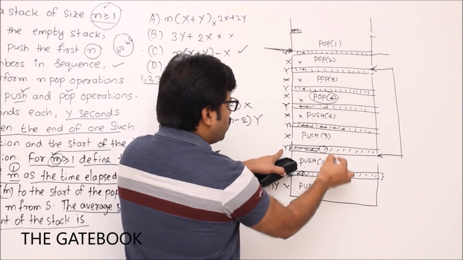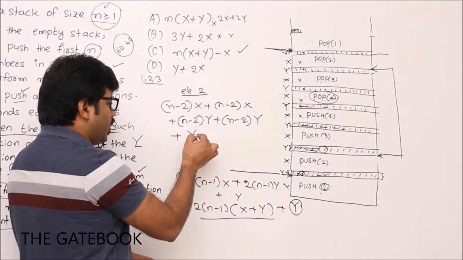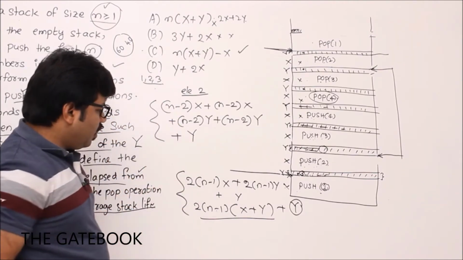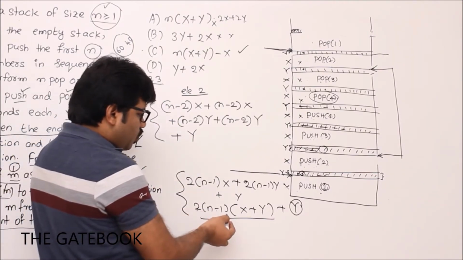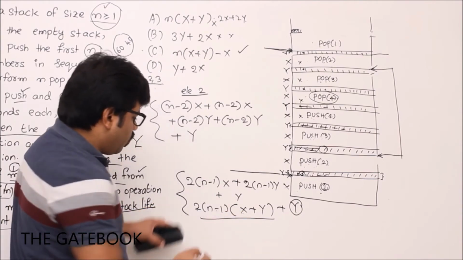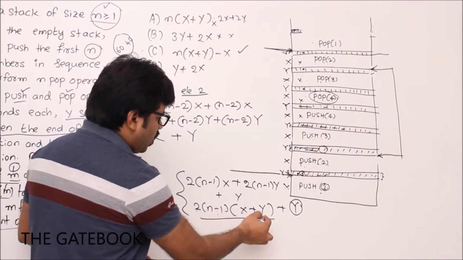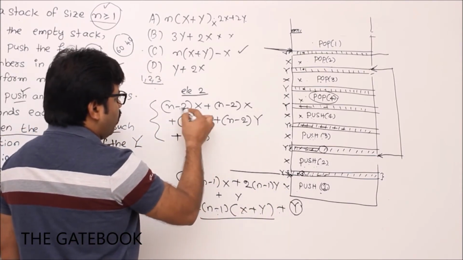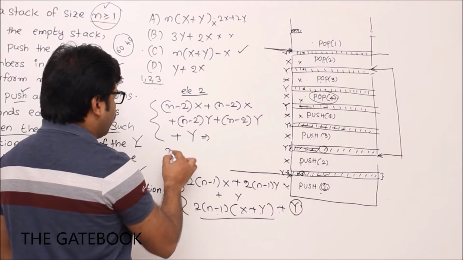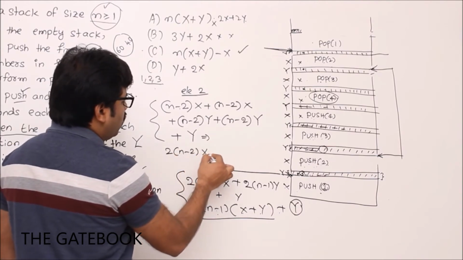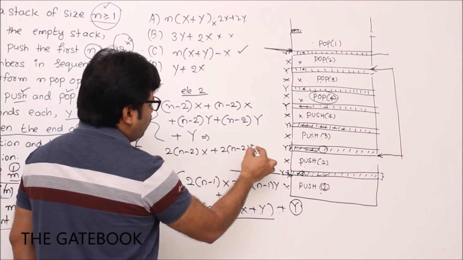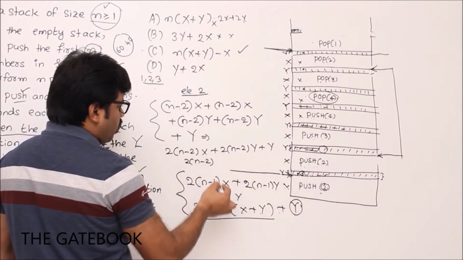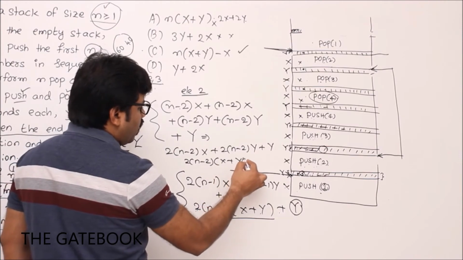This is because of pushing 2. That is also part of the lifetime of element 2, understand? Then if you see the similarity, this is 2 into n minus 1 into x plus y plus y. This is 2 into n minus 2x plus n minus 2x, let me simplify, it will become 2 into n minus 2x plus 2 into n minus 2y, same, plus y, right? If I take 2 into n minus 2 common, then this will become x plus y plus y.